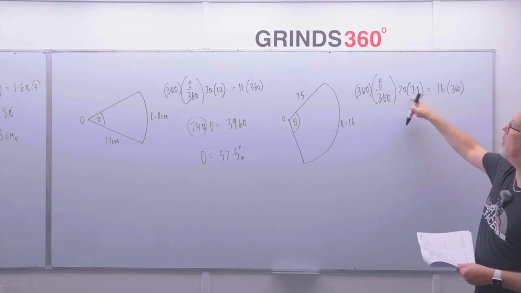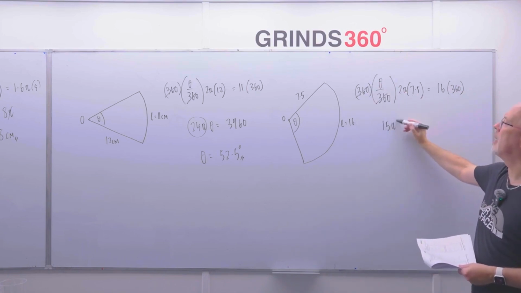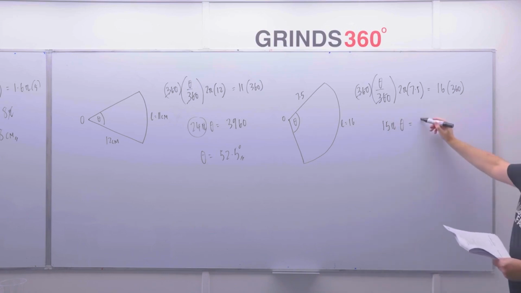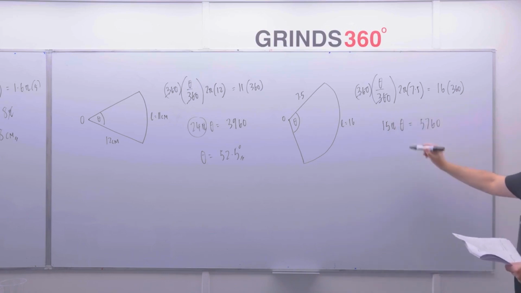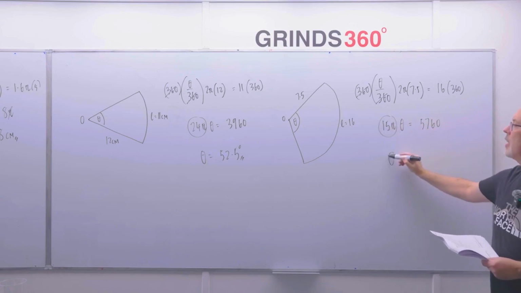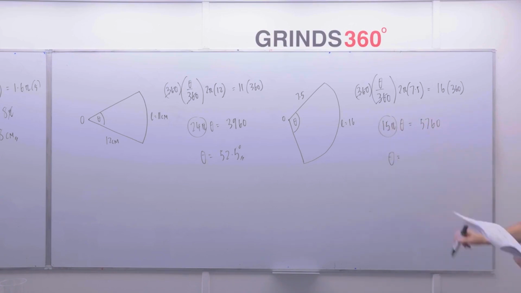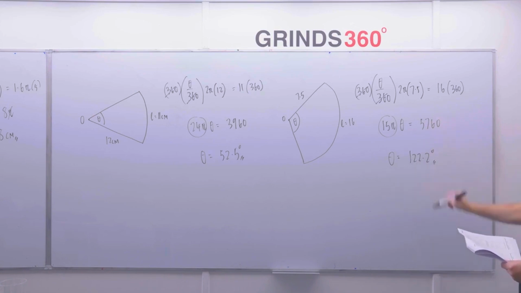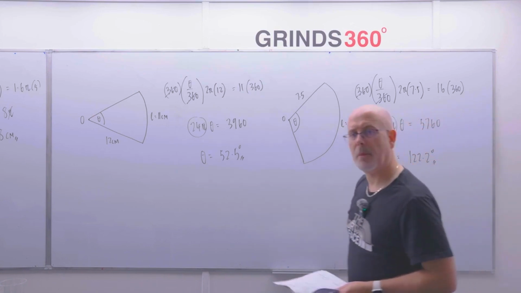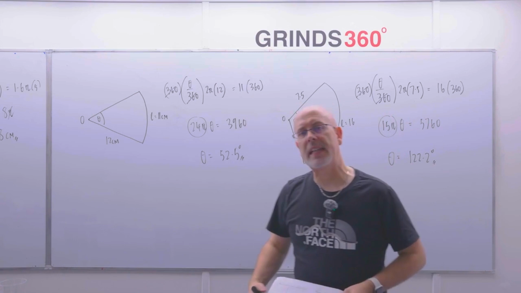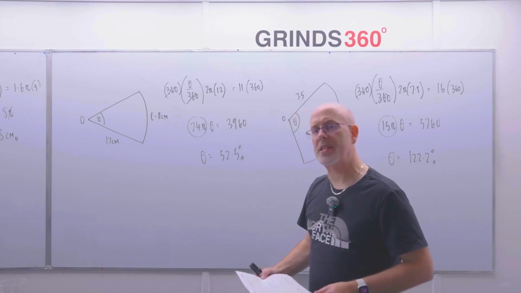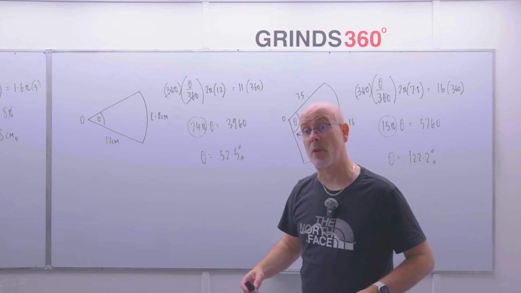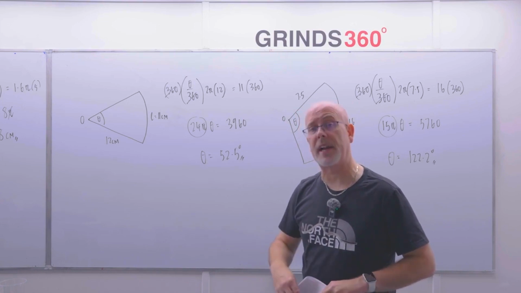And here I get what? 2 pi by 7.5, that's 15 pi times theta is equal to 16 by 360 is 5760. And then divide across by this. So theta is 5760 divided by 15 pi, which is 122.2 degrees, correct to 1 decimal place. So that's how we find the length of an arc, depending on whether the angle is measured in degrees or radians. So in the next lesson, we'll have a quick look at finding the area of a sector, which is very similar to that. So we'll pick it up from there then in our next lesson.